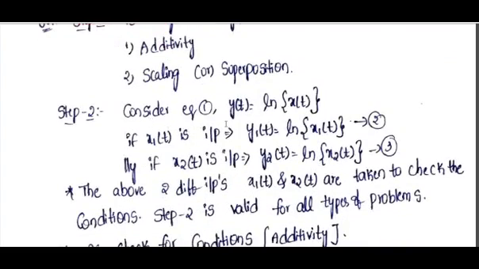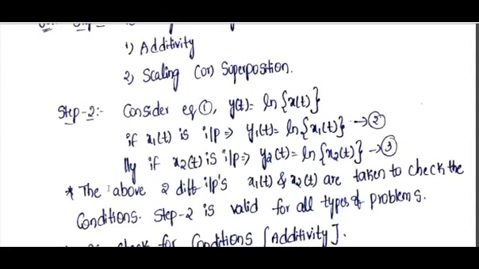To check additivity, I should take different inputs, that is x1 of t and x2 of t, any signals. I have taken x1 of t, so the output is y1 of t. Here x2 of t gives output y2 of t. So my y1 of t is logarithm of x1 of t, as x1 of t is the input. For y2, x2 of t is the input. These are the two conditions I got. Now I need to apply at the input side. So this is the individual response.